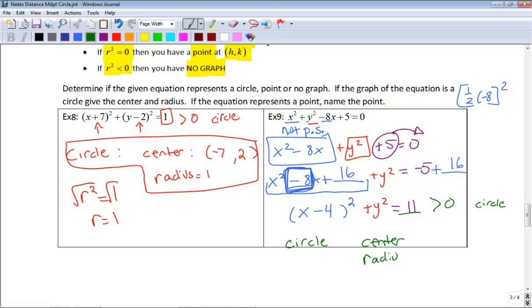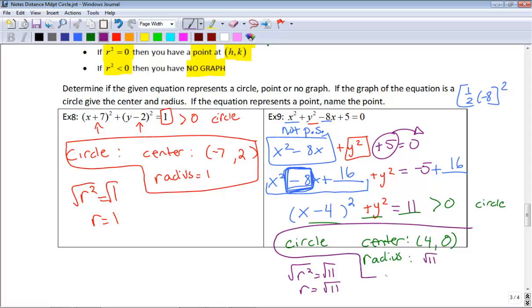The center of this circle, again, would be found by looking at h and k. h is going to be the opposite of the number here with x, so the opposite of negative 4 is positive 4, and k is going to be the opposite of the number here with y. There is no number there with y, but I can always write 0. What's the radius? Remember, this 11 represents r squared, so if r squared is equal to 11, taking the square root, the radius is going to be the square root of 11. So my radius is the square root of 11, and my center for the circle is (4, 0).